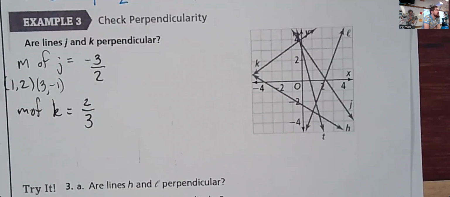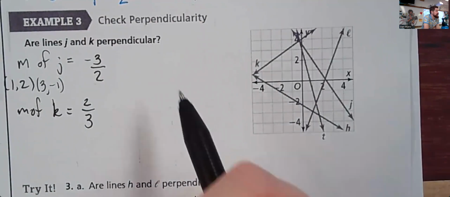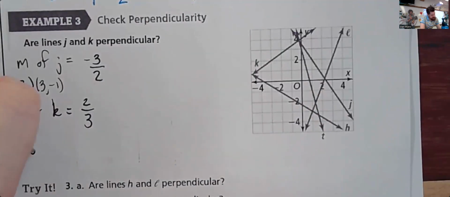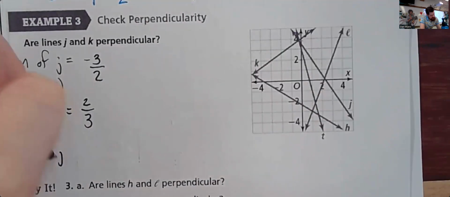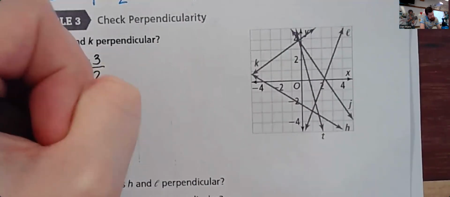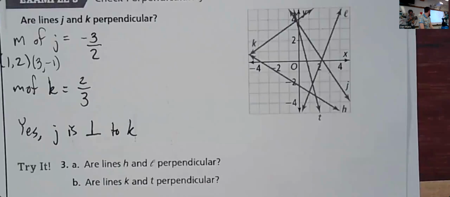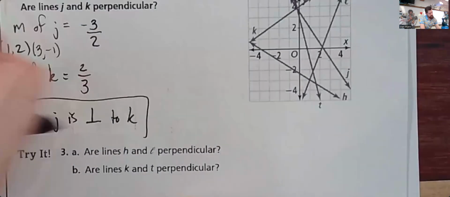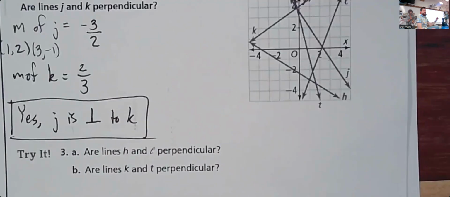Are they perpendicular? -3/2 and +2/3. Are those perpendicular? Yes, because they're opposites. One's positive and one's negative. And they're reciprocals. They're flipped over versions of the same fraction. So, yes, J is perpendicular to K. Or you can just write J, the perpendicular sign, and then K, because the slopes are opposite reciprocals of each other.